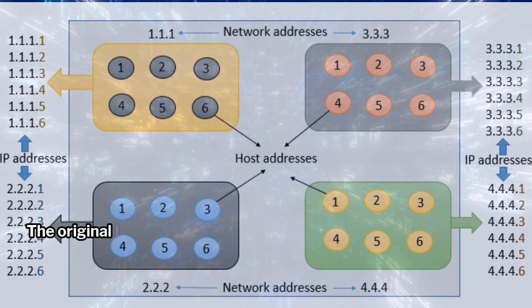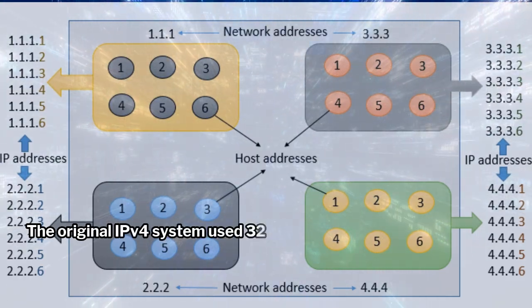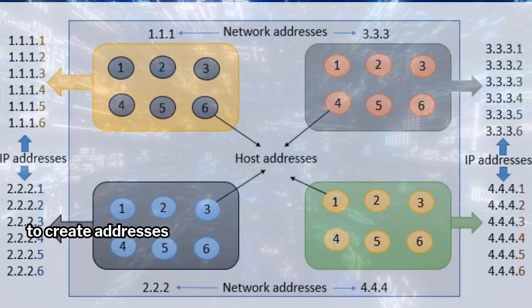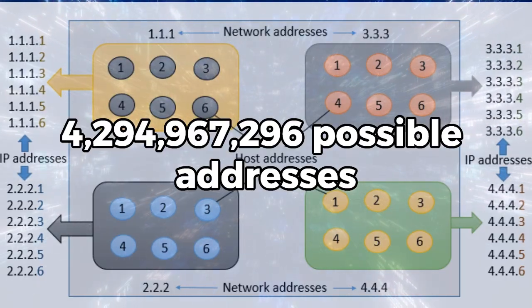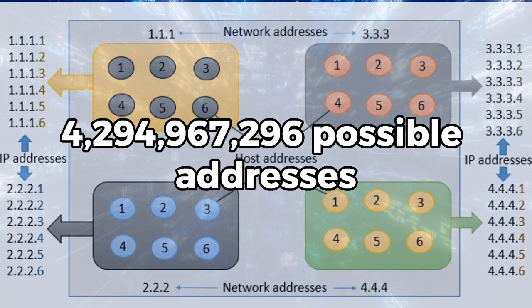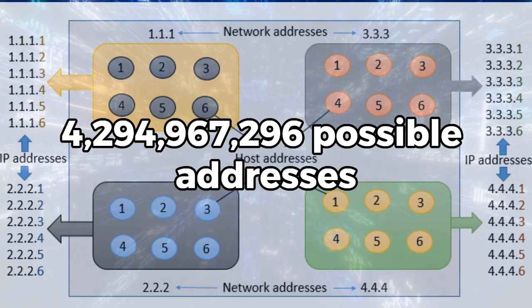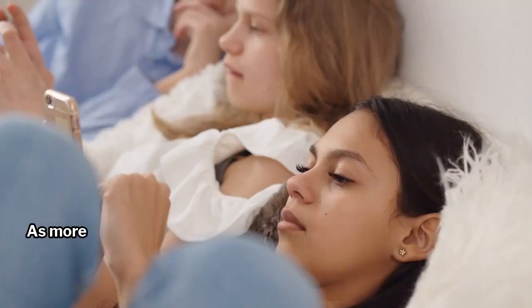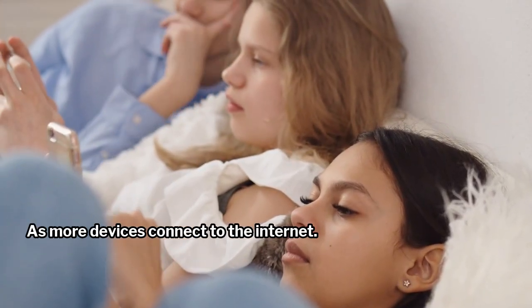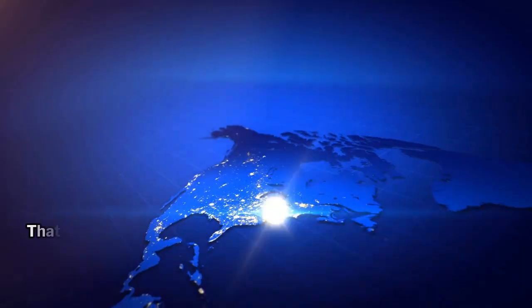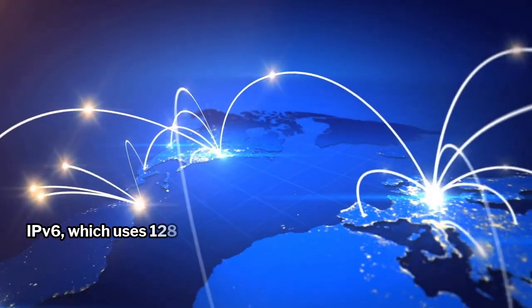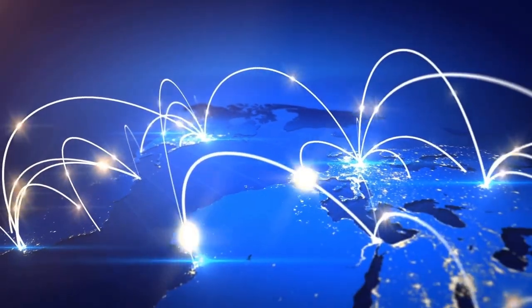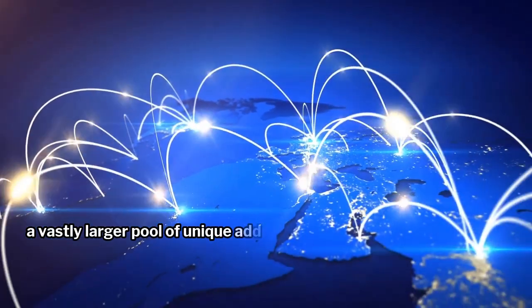The original IPv4 system used 32 bits to create addresses. With 32 bits, there are exactly 4,294,967,296 possible addresses. As more devices connect to the internet, this number started to run out. That is why engineers developed IPv6, which uses 128 bits and offers a vastly larger pool of unique addresses.